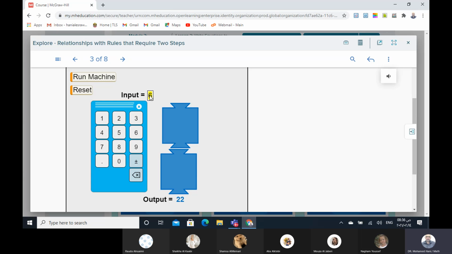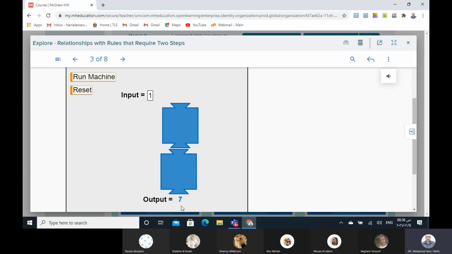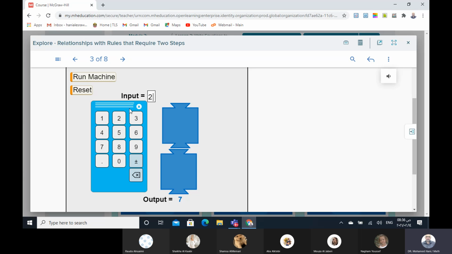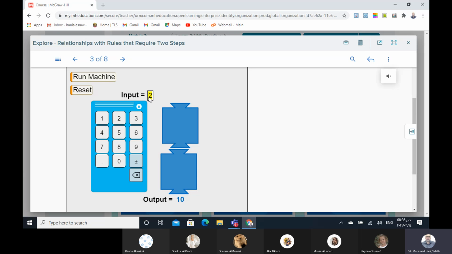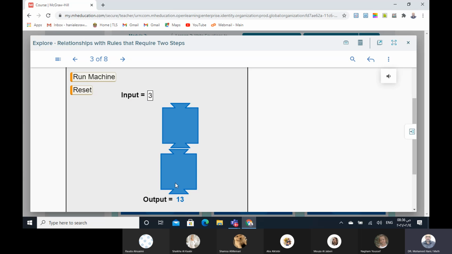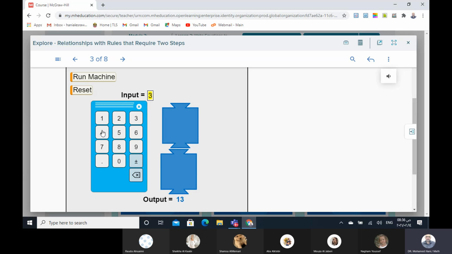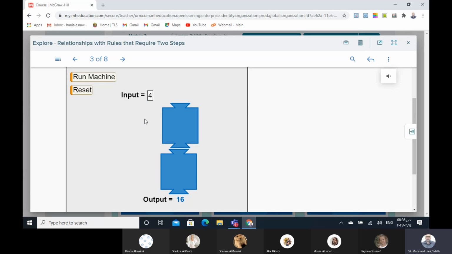Now I will repeat from 1 to 8. Okay? Look for the pattern here. If I have 1, here we have 7. If I have 2, here we have 10. If I have 3, here we have 13. If I have 4, here we have 16. So what is the pattern here?